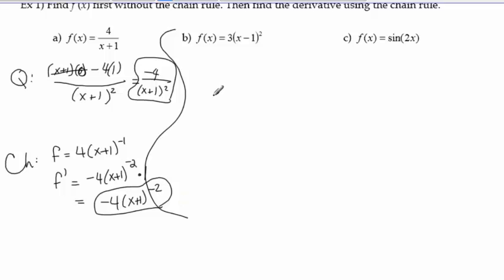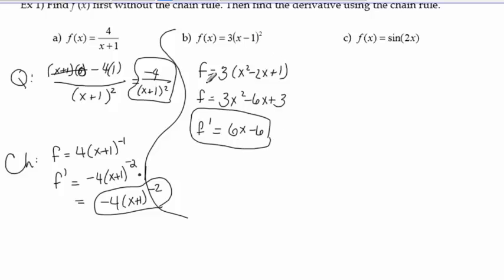All right, so the next one, 3 times x minus 1 to the second. If I wanted to do this without the chain rule, I'd FOIL it out first. So I'd rewrite f as 3 times x squared minus 2x plus 1. And then I'd probably distribute the 3 first, 3x squared minus 6x plus 3. And then I'd take the derivative using the power rule, 6x minus 6.